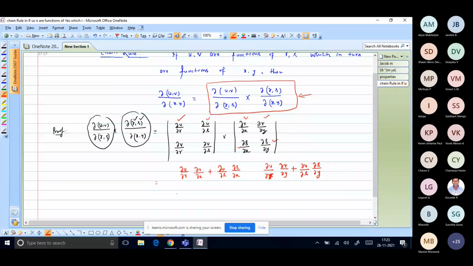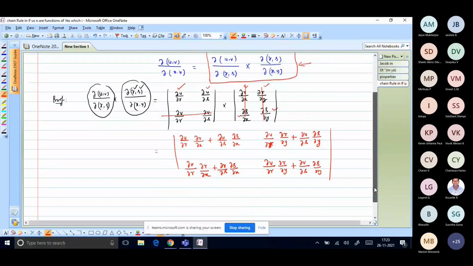Next one, now I will multiply this with this. So I will write del v upon del r into del r upon del x, plus del v upon del s into del s upon del x. Last one, I will multiply this with this. So del v upon del r into del r upon del y, plus del v upon del s into del s upon del y.